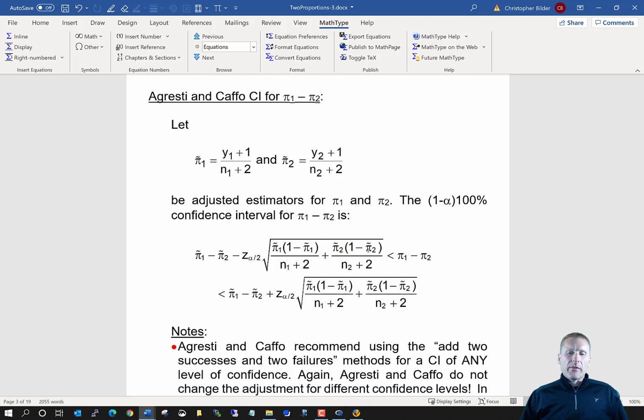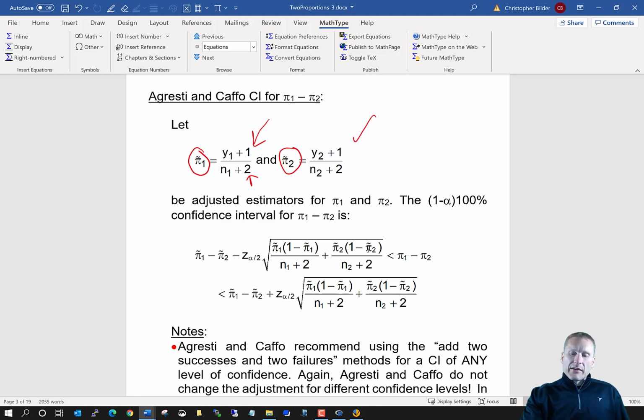And what Caffo and Agresti said was, let's again use an adjusted estimator for pi 1 and pi 2. We're going to use pi tilde 1, pi tilde 2 as the names of those estimators or the symbols. And notice what we're going to do. We're going to add one success to the numerator, and then we're going to add one success and one failure essentially to the denominator. In other words, increase our sample size by 2.